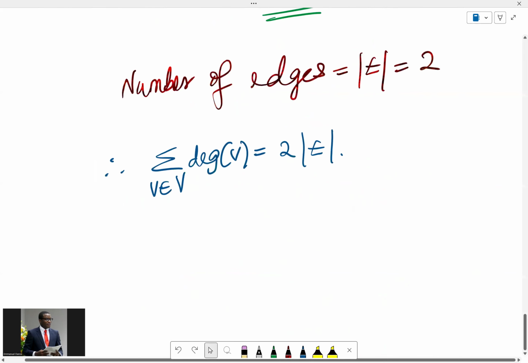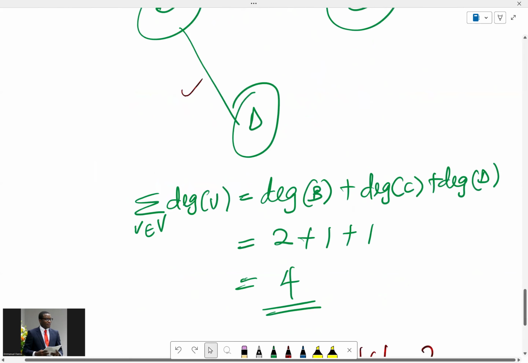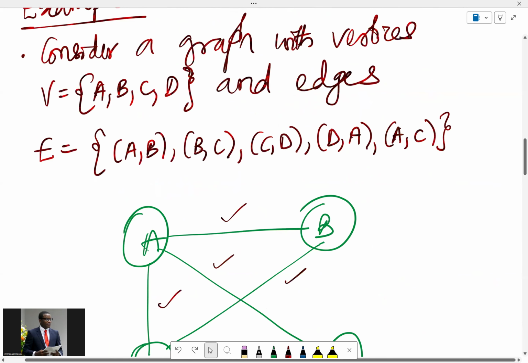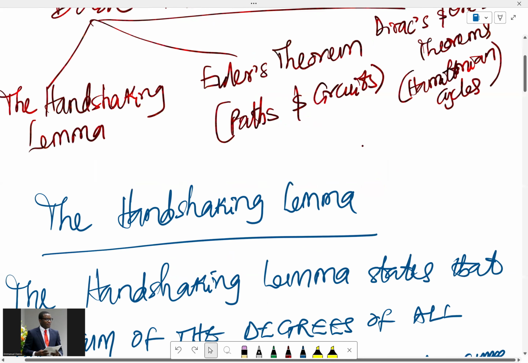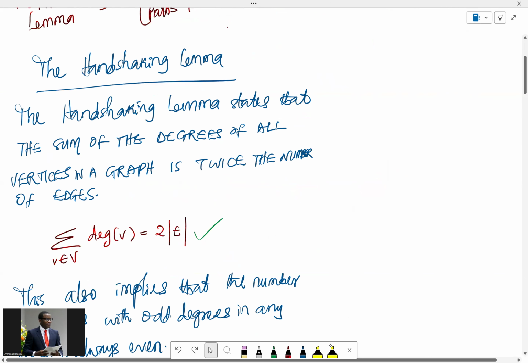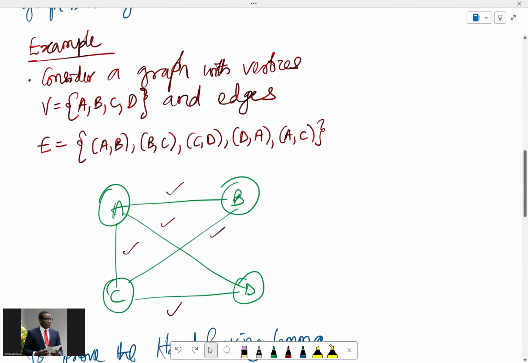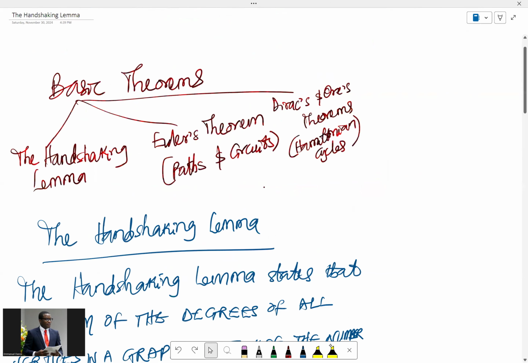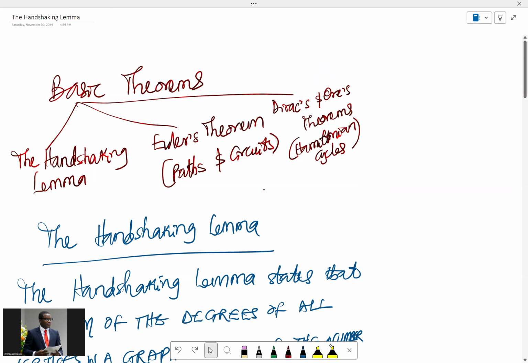So the handshaking rule is very simple, straight to the point, and that is it for this video. So just draw any random graph and try out the handshaking rule. You see that it makes a lot of sense. I'll be talking about the next theorem in the next video. That's Euler's theorem relating to paths and circuits.